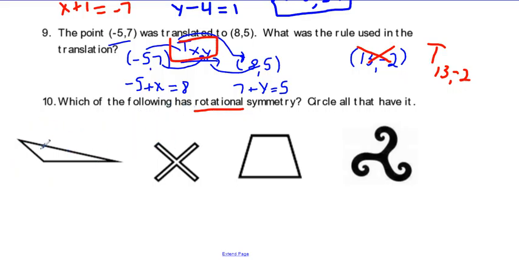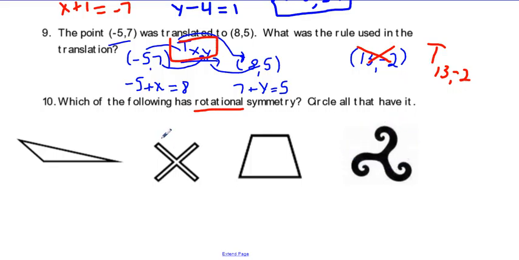So this triangle here, can you picture rotating it somewhere less than 360 degrees, which is a full turn, and having it look exactly like it did before? If you need to, you can turn your paper and see if it looks exactly as it did upon certain rotations. 30 degrees, 60 degrees, quarter turn, half a turn. How about the X? Or how about this, which looks to be a trapezoid? Or how about this interesting shape?